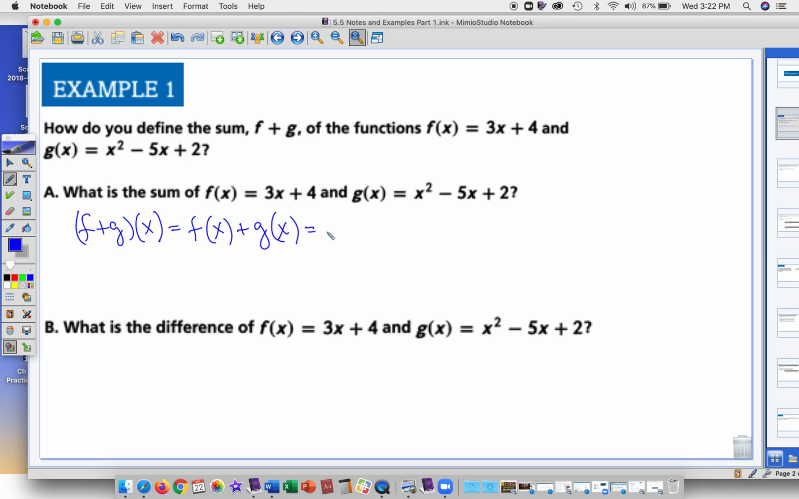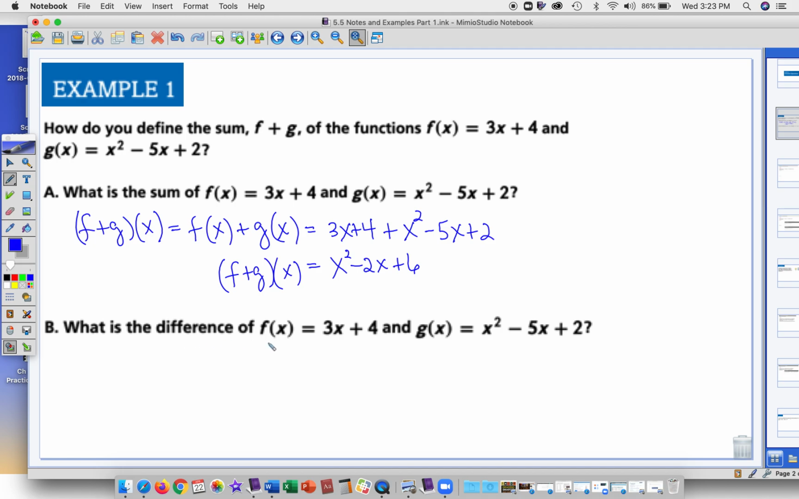F plus g of x means take the f function, 3x plus 4, and add it to the g function, which is x squared minus 5x plus 2. You learned this in Algebra 1. This is just adding like terms, right? Start with the leading term, x squared. There's nothing to add to that, so it stays the same. Then 3x minus 5x is minus 2x, and 4 plus 2 gives us 6. So there's our new function named f plus g of x.